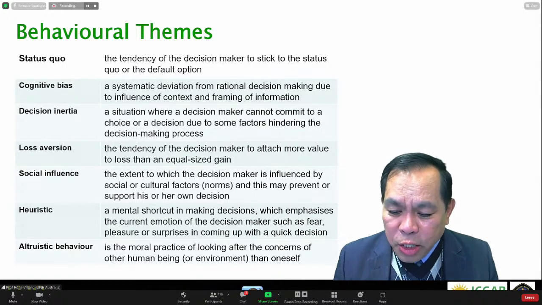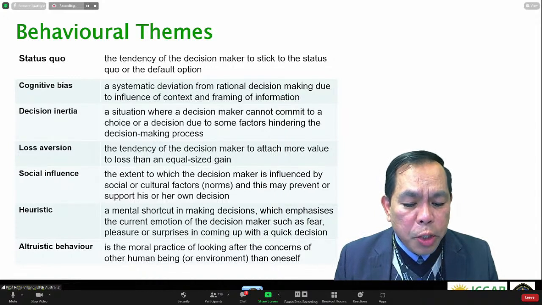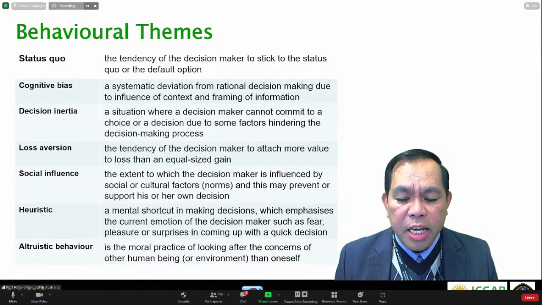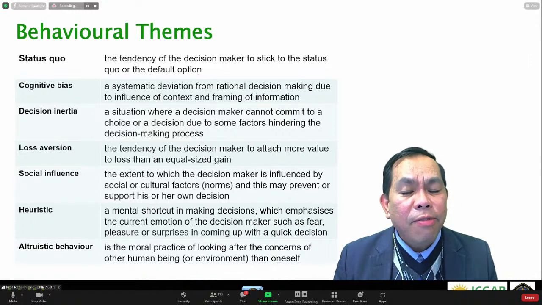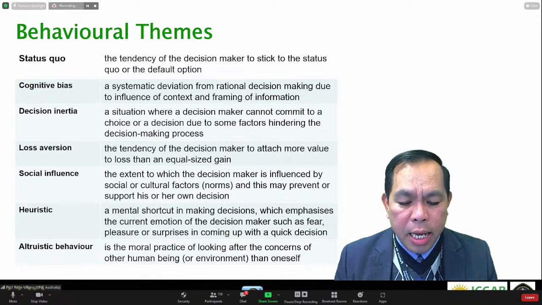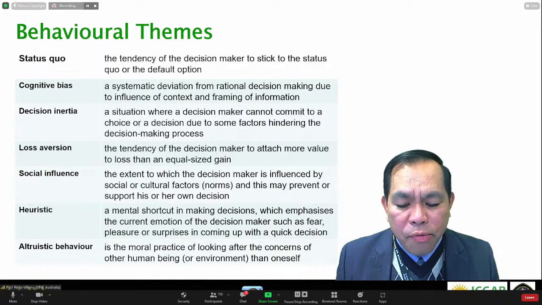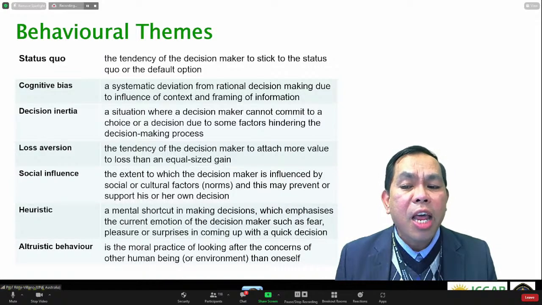And of course, we have decision inertia and loss aversion, the tendency of the decision maker to attach more value to loss than an equal-sized gain. And of course, I have there social influence, the extent to which the decision maker is influenced by social or cultural factors such as norms that may prevent or support their decision. And of course, the last one is altruistic behavior.